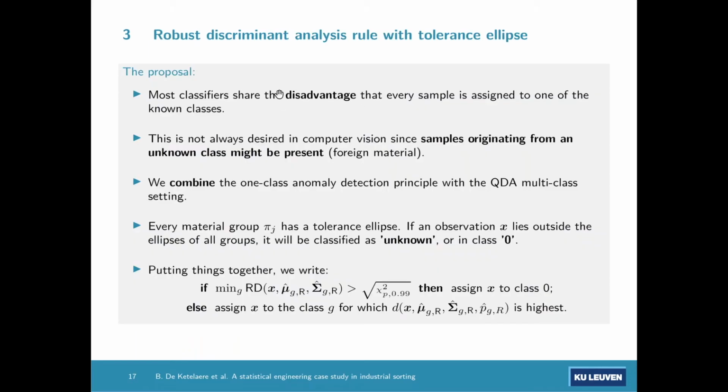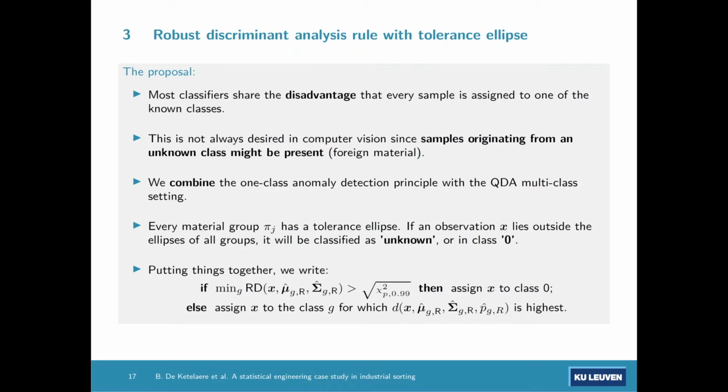And the fact that it's important: if you look at most classical classifiers, they have a disadvantage that every sample is assigned to one of the known classes. And this is exactly what we don't want when we are sorting those food products. So what we did to solve it is that for each of the classes we have in our quadratic discriminant analysis, we can calculate the tolerance ellipses. And we look for each new sample whether it's falling within the tolerance ellipses or not. Well, we can make a decision on whether the new sample belongs to one of the classes we have seen before, or whether it's something we have never seen.